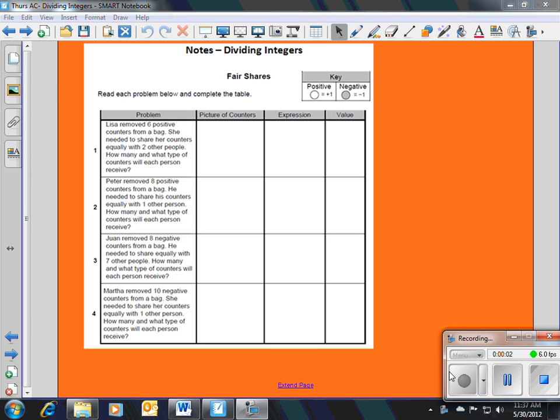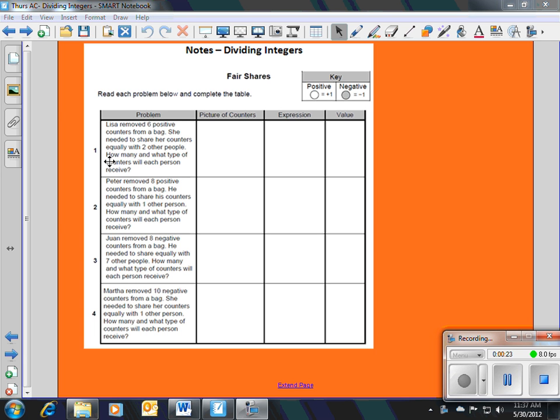This lesson is about dividing integers. We're going to start out reading some word problems, drawing a picture of the counters, and then our expression that represents that problem. And then we'll finish up by finding the answer. This is very, very similar to the previous lesson, multiplying integers. So you're probably going to start noticing some of the same rules emerging.